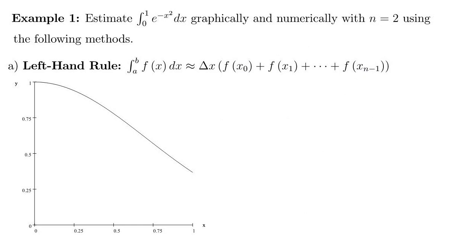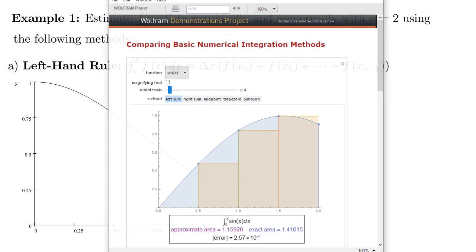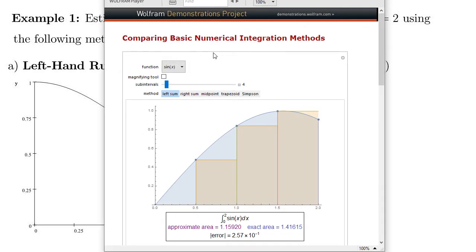So let me show you a quick example with Wolfram demonstrations to show you how this could work with sine x here. So here I've got n equals 4. I'm using a left-hand sum. So the blue area is the area underneath the sine x curve, and this is just from 0 to 2. And I'm going to approximate that with 4 rectangles. So the base of my first rectangle, first of all, my delta x is 2 divided by 4, which is 1/2. So there's my 1/2 base.